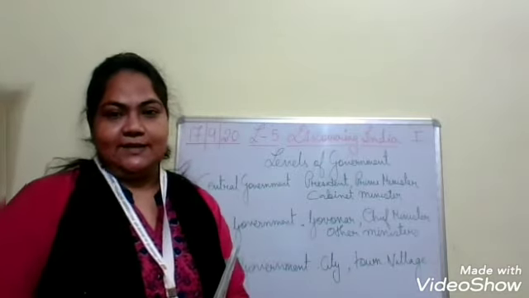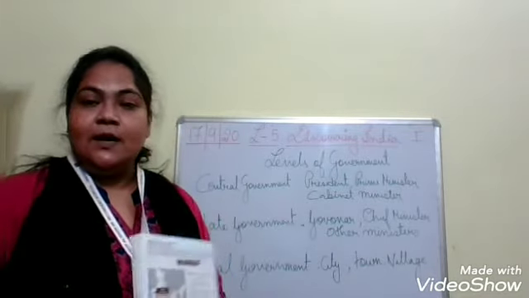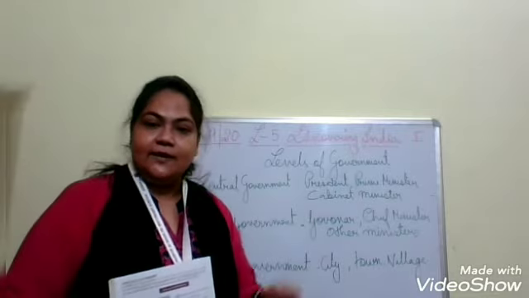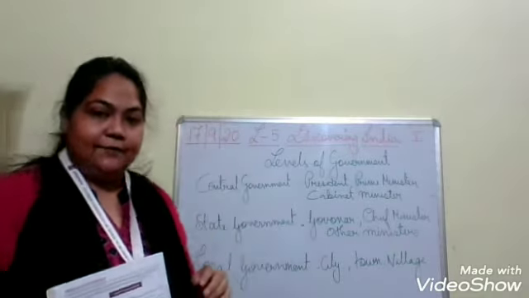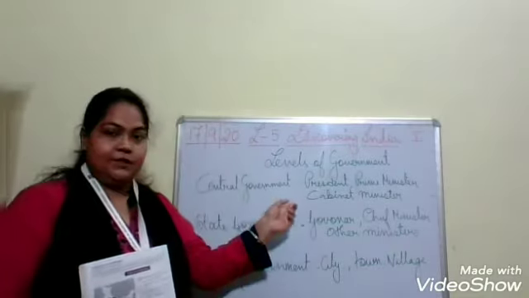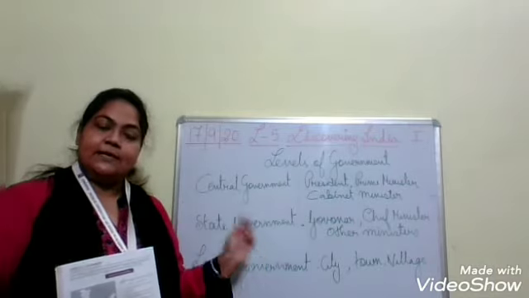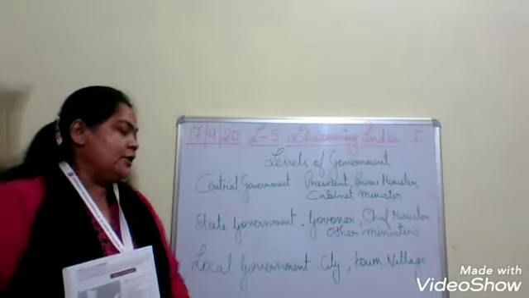Okay children, now let us start with the different levels of government. How many levels of government are there? There are 3 levels of government. And what are they? Number 1 is the central government. Number 2 is the state government, and number 3 is the local government.